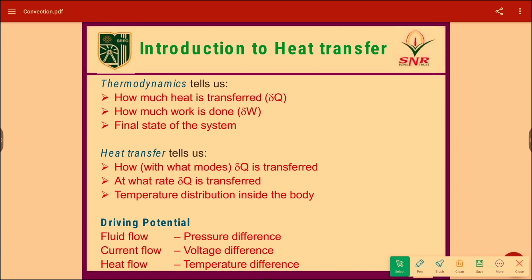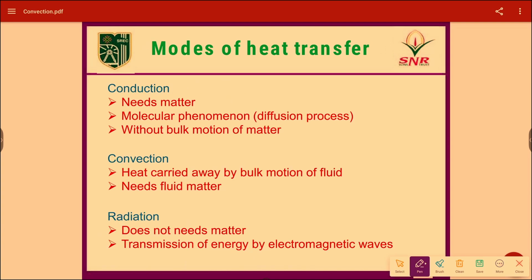We all know that the driving potential for fluid flow is the pressure difference. Similarly, for current to flow there should be a voltage difference. So heat transfer will happen as long as there is a temperature difference. The important point to keep in mind is that heat transfer happens as long as there is a temperature difference, and it always happens from higher temperature to lower temperature according to the second law of thermodynamics. The three modes of heat transfer are conduction, convection and radiation.